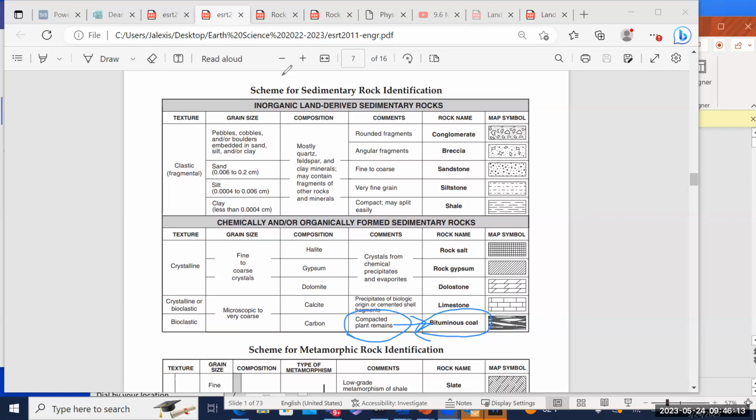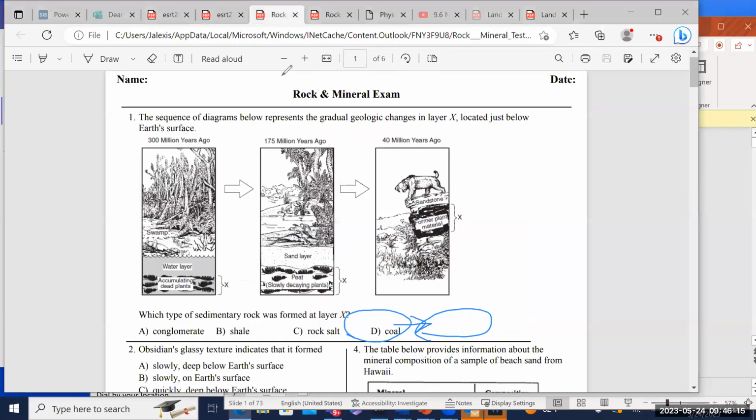And so when I go back, I realize that it's going to be choice D, which is coal. All right, let's take a look at number 2.